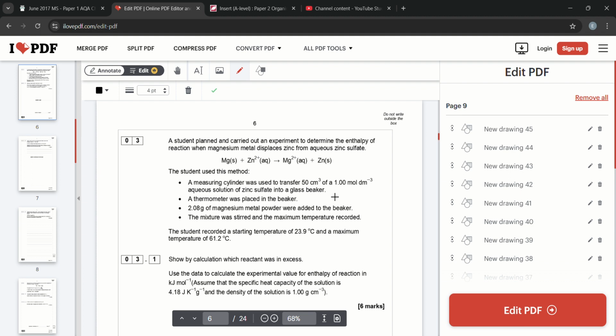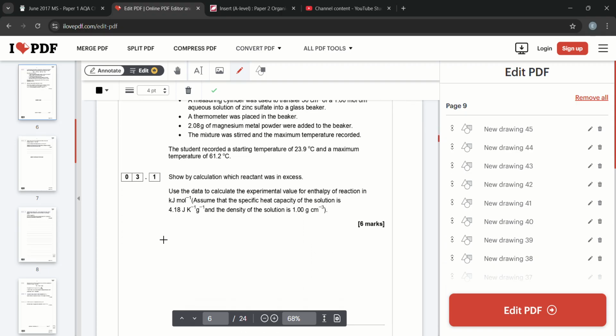Show by calculation which reactant is in excess, and then use the data to calculate the experimental value for the enthalpy of reaction in kJ mol⁻¹. Assume that the specific heat capacity of the solution is 4.18 J K⁻¹ g⁻¹, and that the density of the solution is 1.0 g cm⁻³.